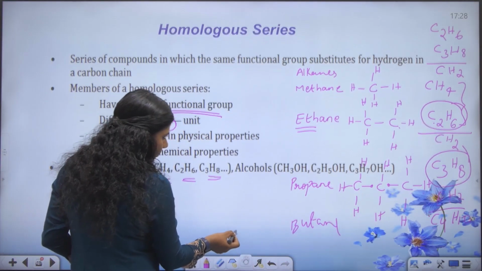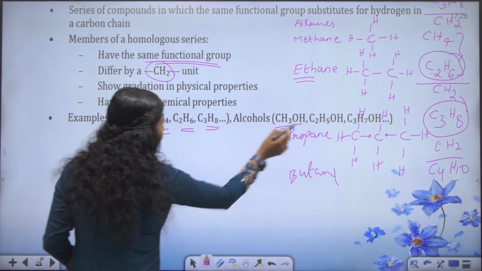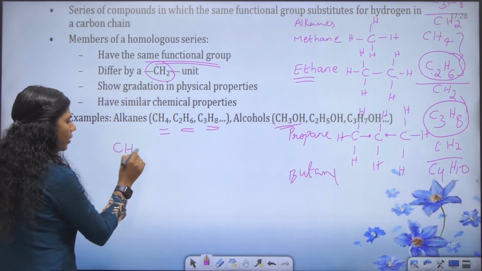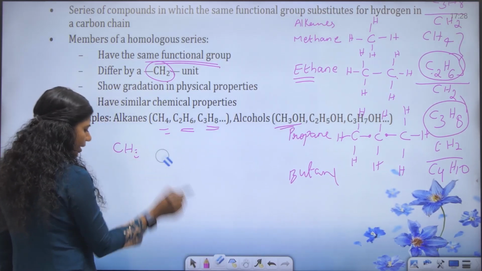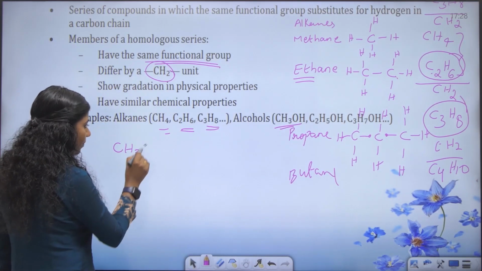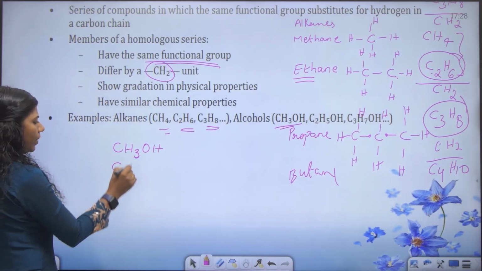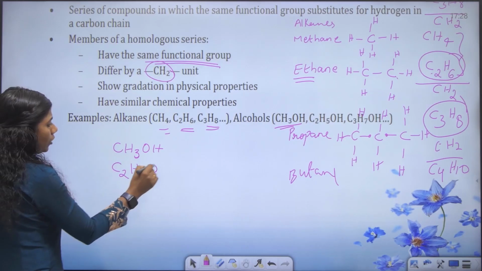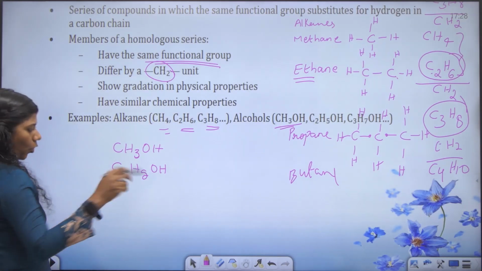See the difference. The first alcohol is CH3OH. It contains only one carbon atom. It is methanol. And the second one contains two carbon atoms, C2H5OH. Two carbon atoms means the word root is eth, and the functional group is alcohol, so the name is ethanol. Eth, and the name ends with ol: ethanol.